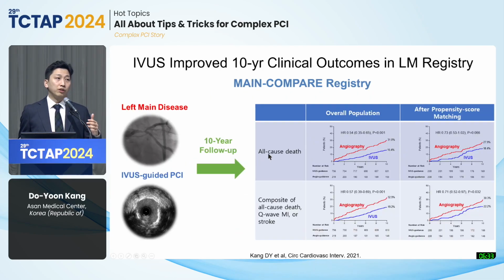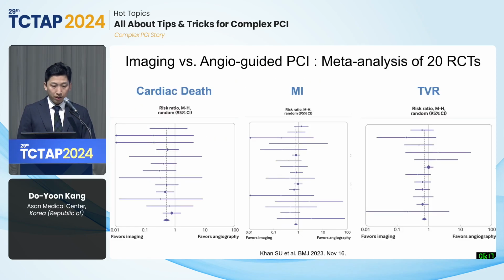Also, there's no dedicated RCT published yet for left main, but I showed improved 10-year clinical outcomes in the long-term left main registry when using IVUS-guided PCI for left main. And there are many meta-analyses, and this is a very new analysis that enrolled every RCT that showed a clear benefit in cardiac death, MI, and TVR with the use of intravascular imaging compared to angiographic-guided PCI.